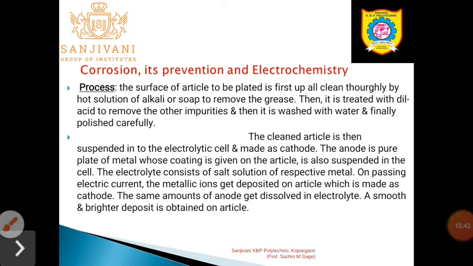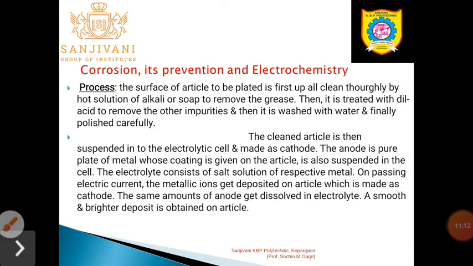Now the clean article is suspended into the electrolytic cell and made the cathode. The article, meaning the metal that we are going to protect from rusting and corrosion, is always made the cathode. When such an article is polished carefully, it is dipped in an electrolyte and connected to the negative terminal of the battery, and made the cathode.